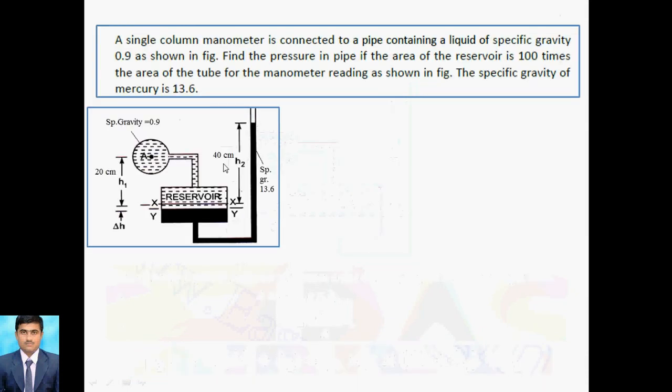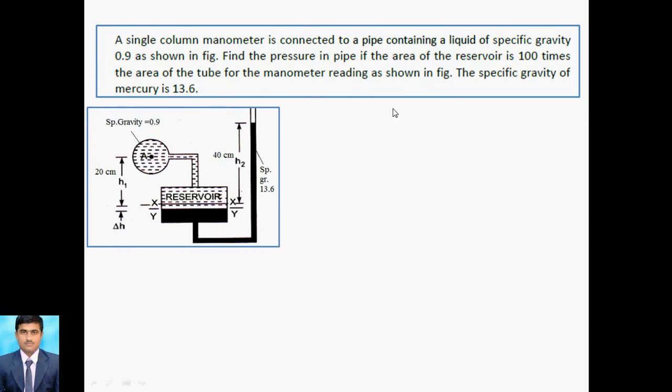Now we go to the next slide, the problem regarding the single column manometer, which is connected to a pipe. The pipe has specific gravity 0.9, as shown in the figure, and we have to find the pressure in the pipe. So the pressure in the pipe, Pa, is unknown, and the area of the reservoir is 100 times the area of the tube. That means capital A is equal to 100 into small a, so capital A upon small a is equal to 100.